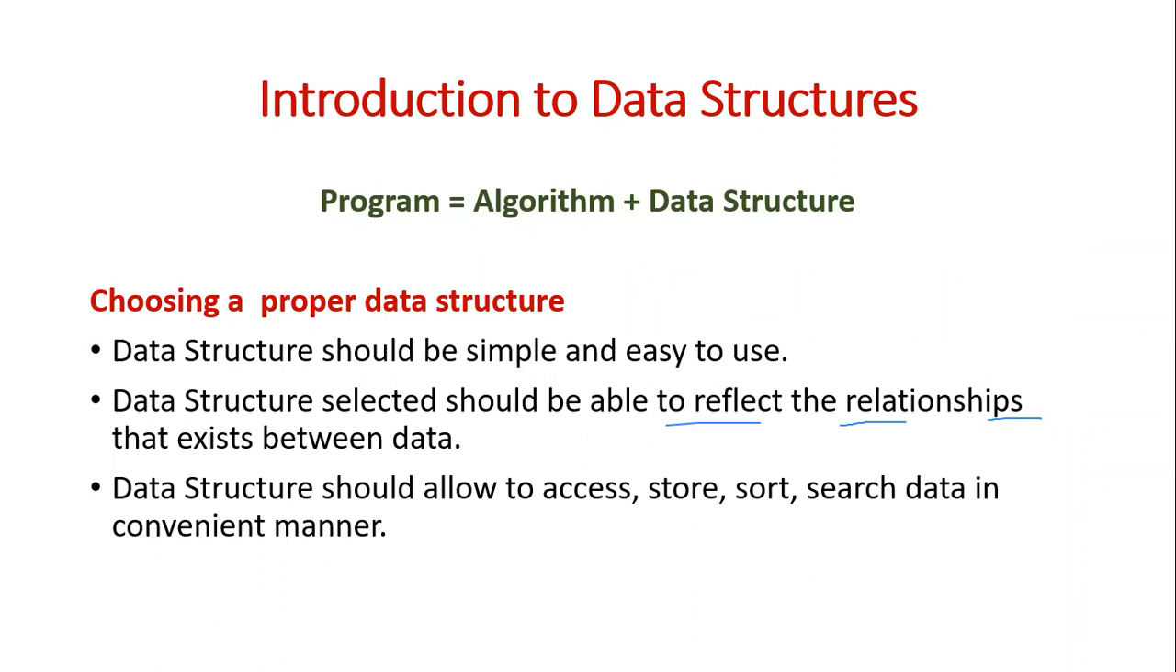So what is a program? In terms of data structures, we can say that a program is a combination of algorithm and data structure. We know that a program is nothing but a set of instructions. The set of instructions is derived from the algorithm, which is the step-by-step procedure to solve the problem, and it also includes data structure. You may use arrays, or stacks, or queues, or linked lists, or any data structure. So choosing a proper data structure is very important for a programmer.